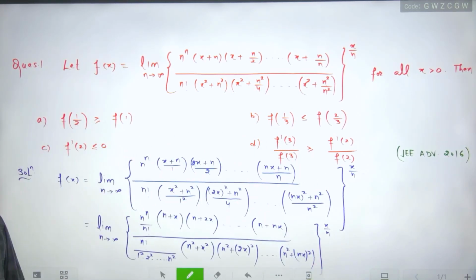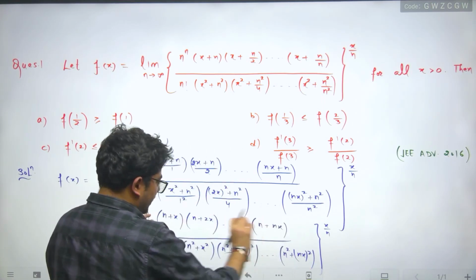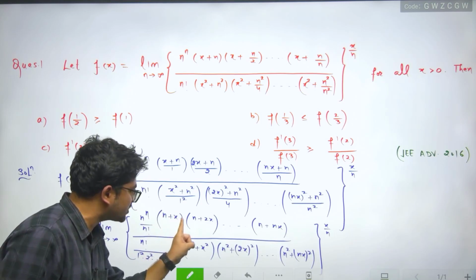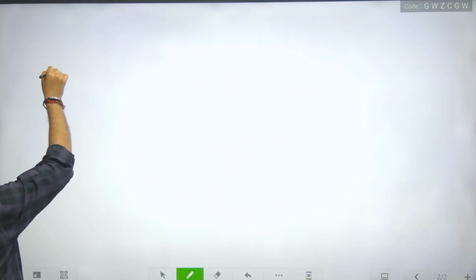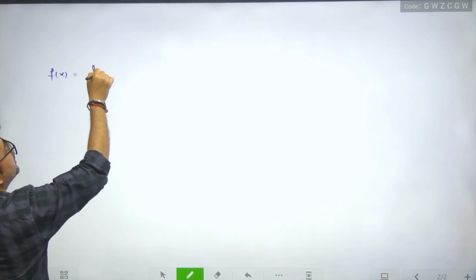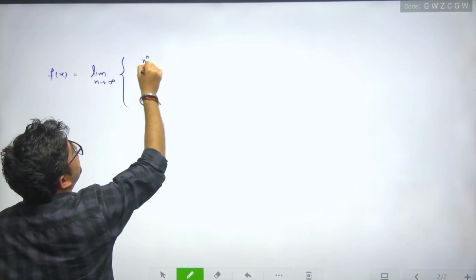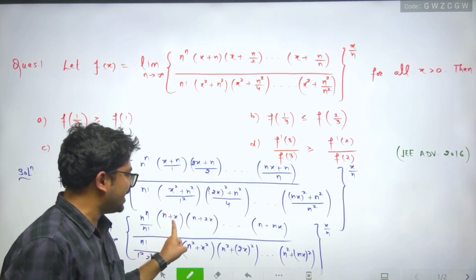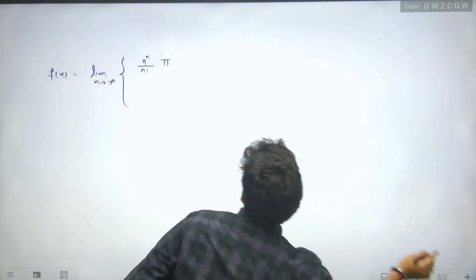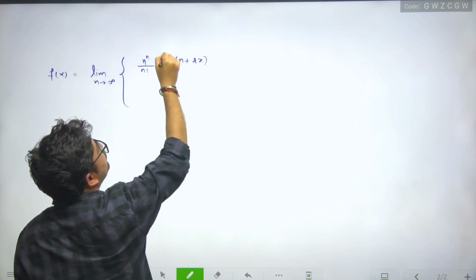Clear? Now sir, when you simplify it, you can write this thing as a product. If you observe, that is n plus 1 into x, n plus 2 into x, and so on, n plus n into x. So f(x) is equal to limit n tends to infinity of n^n divided by n factorial, product of n plus rx, where r is from 1 to n.